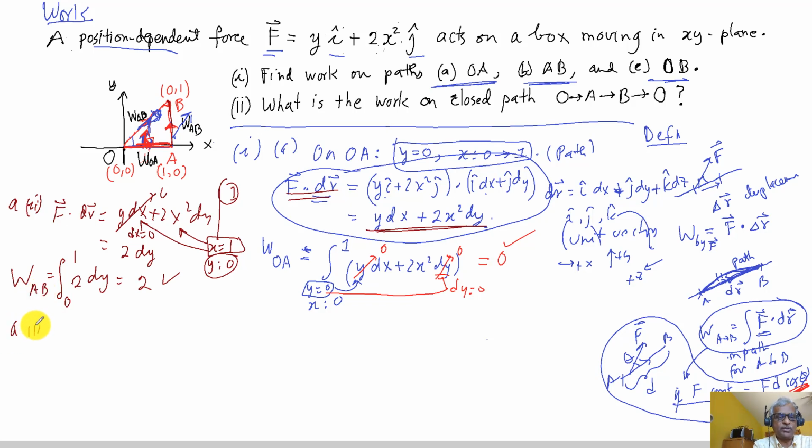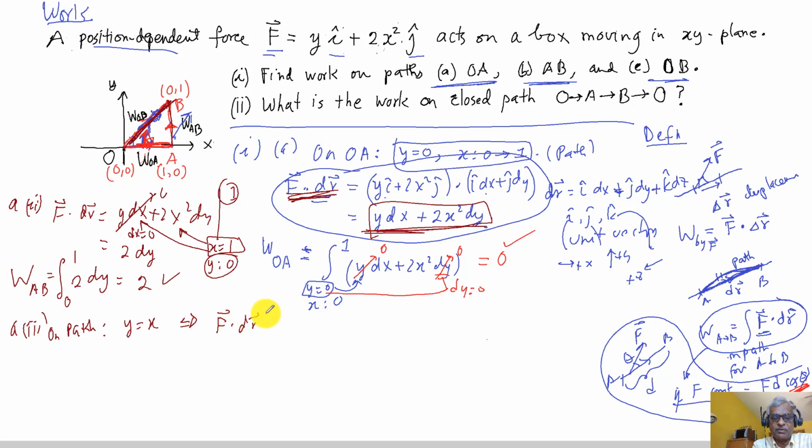Okay, let's do the third one. If I go from here to here in that path, on this path I have y equals x. So when I look at F dot dr, it's still the same, but x and y are not independent, they're related like this.